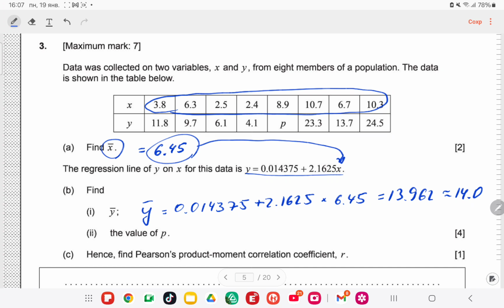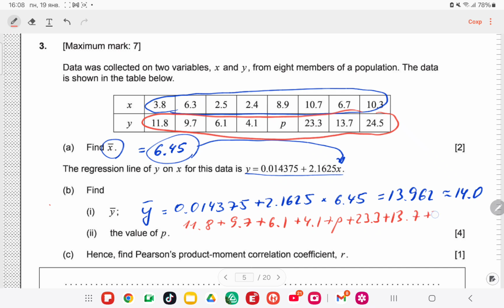And now part B, find the value of P. Since we know the mean now, we can use the formula of mean to find the value of P. So we can add up all these values together: 11.8 plus 9.7 plus 6.1 plus 4.1 plus P plus 23.3 plus 13.7 plus 24.5. Probably you will know a faster way to complete this, because this is not the fastest way I'm showing. So it is equal to 14.